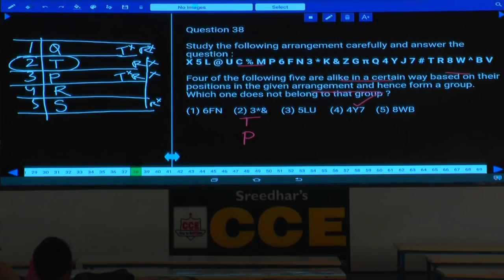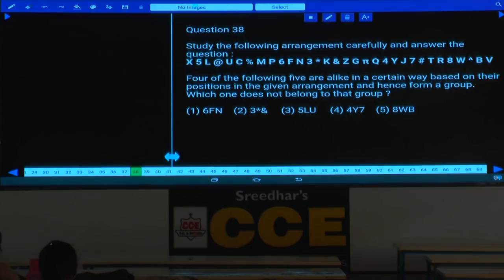Then questions 38 to 42. These 5 questions are based on sequence. Now 4 of the following 5 are alike. That means it is nothing but an odd man out. 6, F and N. Tell me what is the relation between 6, F and N. 6 plus 1 is F and F plus 1 is N. That means all these 3 are 3 consecutive elements in the given sequence.